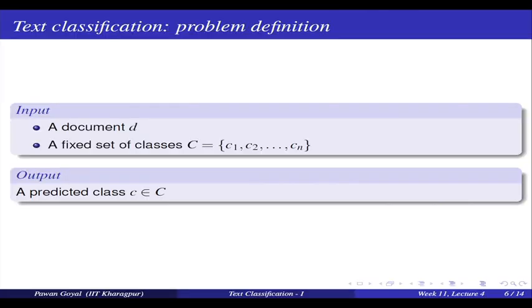Of course there can be some variations where you may want to assign it to many of the classes, and we will talk about that, but that's the simplistic assumption that each document belongs to one and only one class. So given a document, I want to assign it to one of these classes. This is the text classification problem. Now my output will be one of the classes from this set of classes.